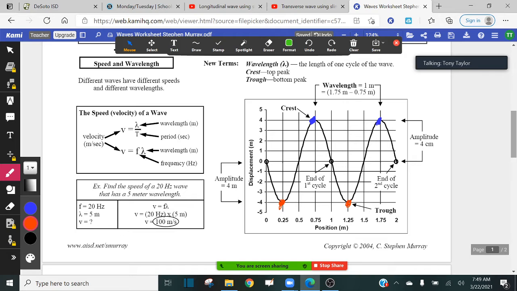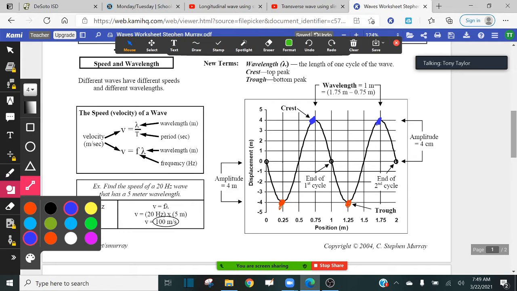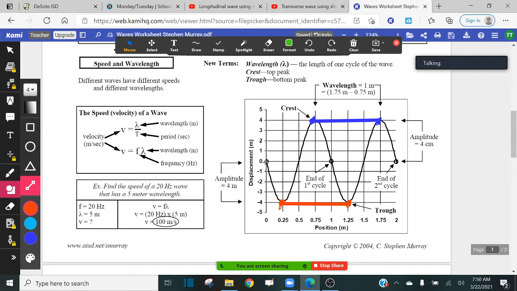I want to remind you guys how to find the wavelength. Wavelength just refers to how long the wave is. There's more than one way you can find the wavelength. You can find it from crest to crest, or you can measure it from trough to trough. Either way will give you the right answer. You can even measure from the start of the wave to the beginning of the next wave. Those will give you the wavelength. Guys, the wavelength just refers to the length of one cycle.